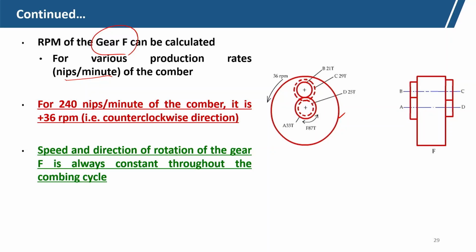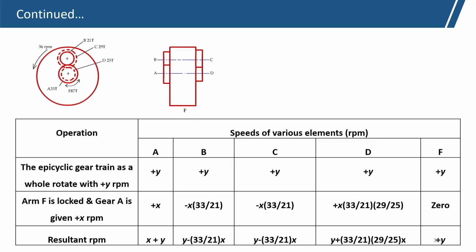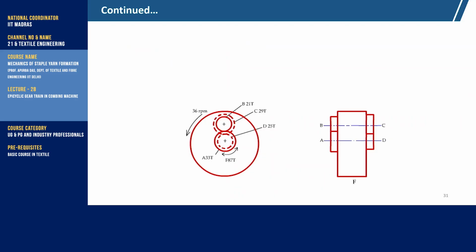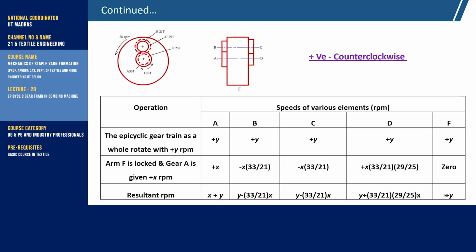Now, the speed and direction of rotation of gear F is always constant throughout the combing cycle, as we have discussed. This arm is always constant, positive, that is counterclockwise, anti-clockwise direction. This is counterclockwise direction F, which we have already calculated.